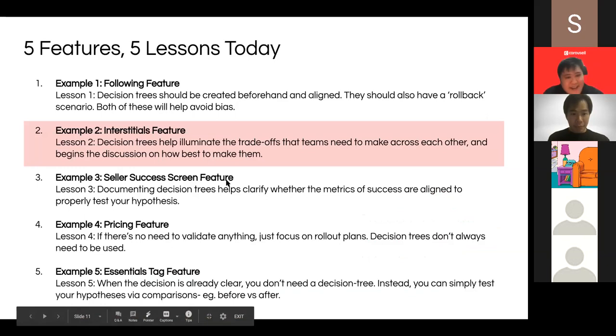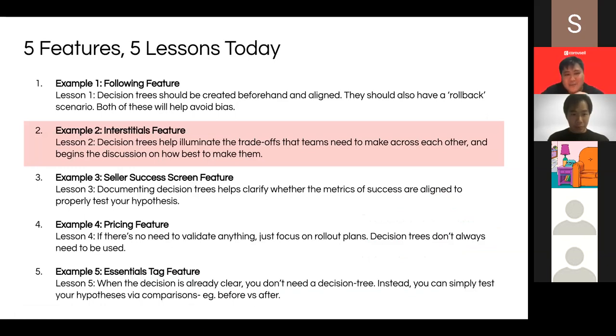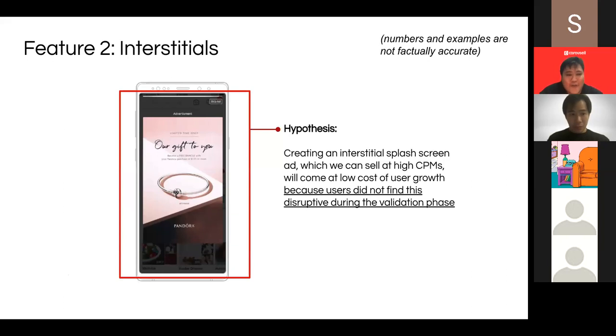Okay. Second feature, shifting gears a little bit: interstitials. The first one was a growth feature. How this works is we create an interstitial splash screen ad, which we can sell at high CPMs, which is basically a high price. And we hypothesize that it will come at a low cost of user growth, because users did not find this disruptive during the validation phase. That because sentence was actually quite important to convince growth to even let us try this experiment.